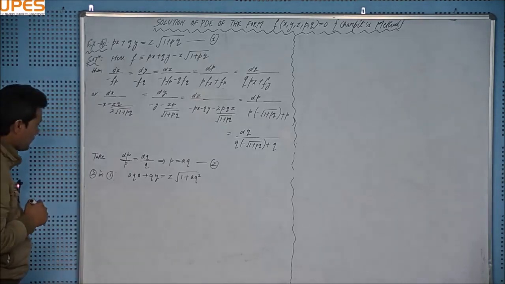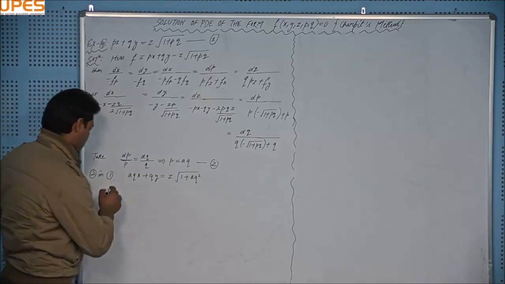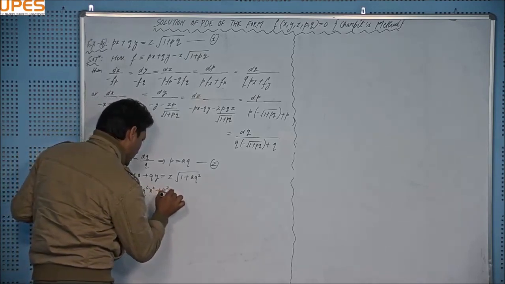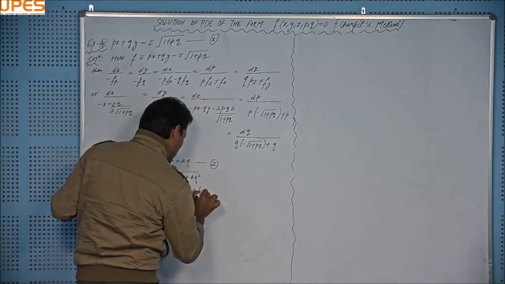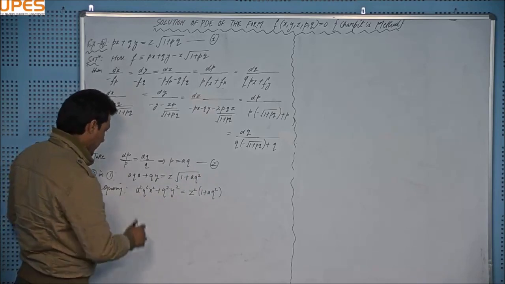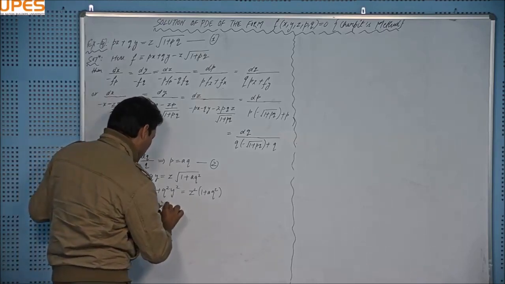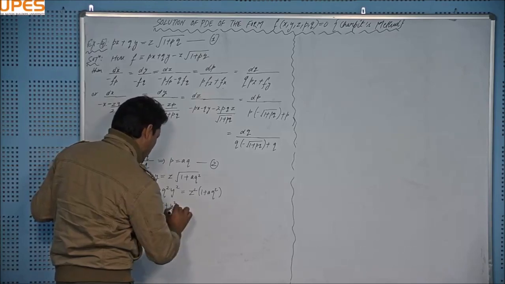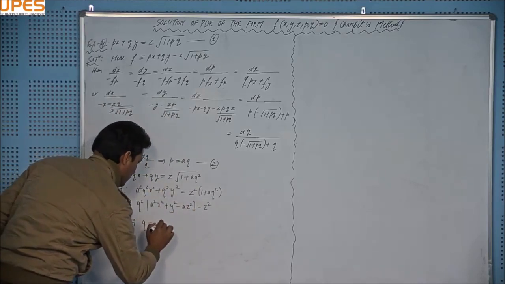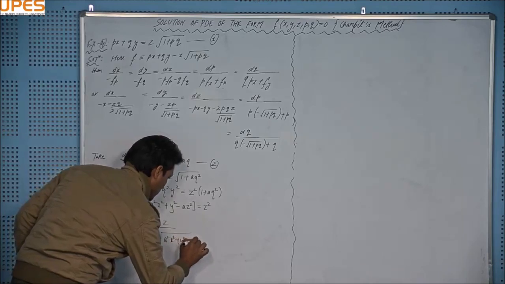My target is to obtain q, so let me square both sides. Squaring, that will give me a square q square x square plus q square y square, and that will be z square times 1 plus a q square. And none of the terms will be cancelled. Then taking q square common on the same side, inside the bracket I will be having a square x square plus y square minus a z square, equals z square. The value of q, taking the positive square root, is z over under root a square x square plus y square minus a z square.